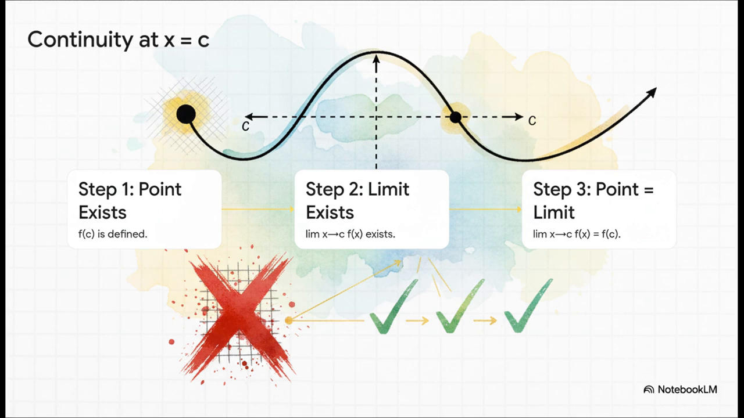First, the point itself has to actually exist, right? You can't be continuous at a spot that isn't even on the graph. Second, the limit has to exist. And all that means is as you get super close to the point from both the left and the right, you are heading toward the exact same y value. And third, this is the most important one. The value you're heading towards, the limit, has to be the exact same value you land on. If even one of these fails, it's a no-go. All three have to pass, no exceptions.